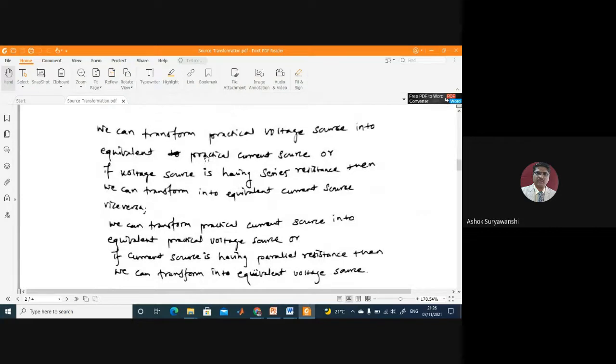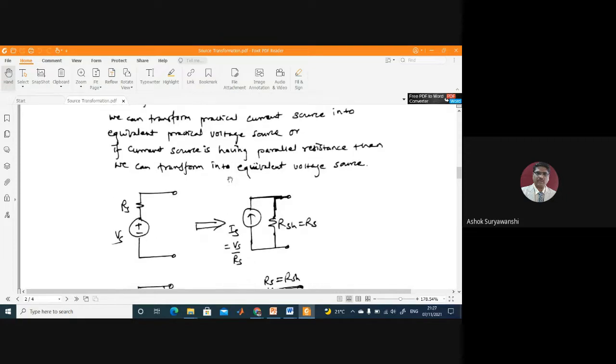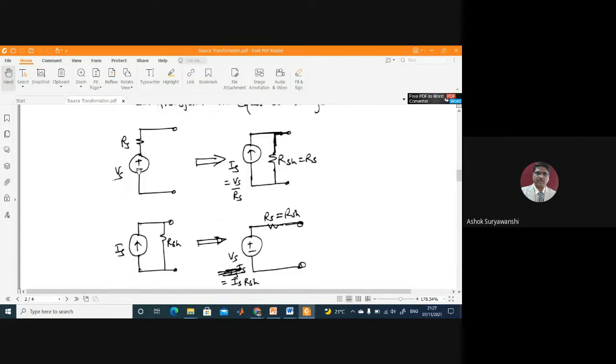Then we discussed source transformation, or conversion of voltage source into current source and vice versa. So we can convert or transform the voltage source into an equivalent current source. Likewise, we can transform or convert a current source into an equivalent voltage source. Here we have to keep in mind that when we transform the voltage source into an equivalent current source, there has to be resistance in series with the voltage source. This resistance can be the internal resistance of the voltage source or it can be external resistance.